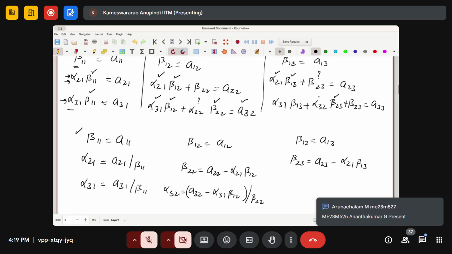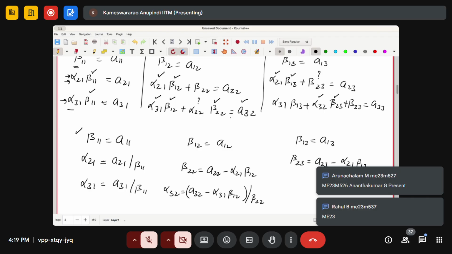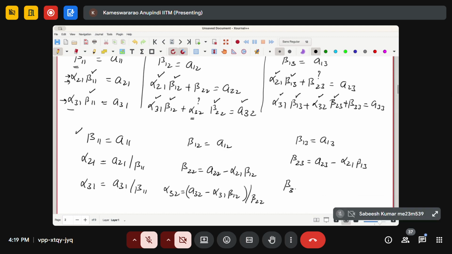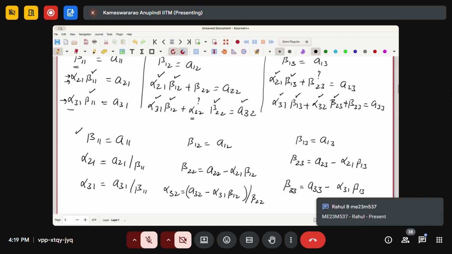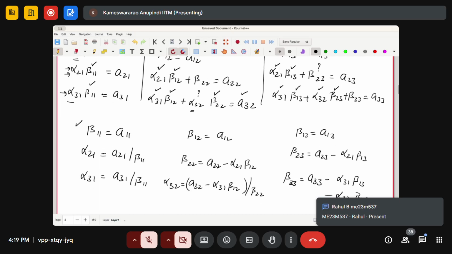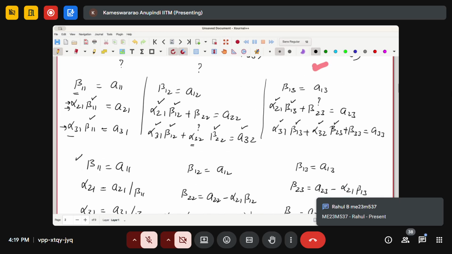alpha 3,2, I have already calculated in the previous step, right? Then beta 1,3, I know, I calculated here. Alpha 3,1, I calculated. I can calculate what is beta 3,3. Beta 3,3 equals A33 minus alpha 3,1 beta 1,3 minus alpha 3,2 beta 2,3. Okay, that means I calculated beta 1,3, 2,3, and 3,3.